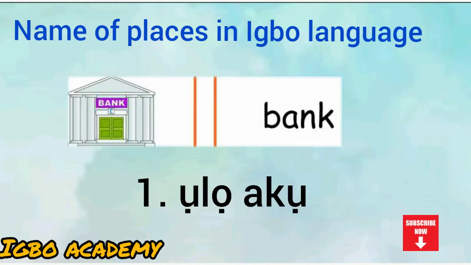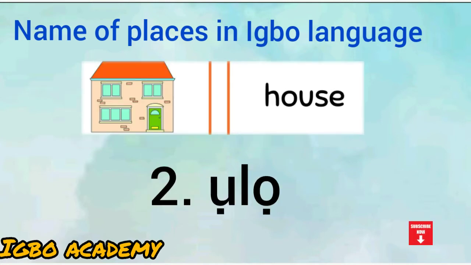Number one is the bank. The bank in Igbo language is called ulaako. Number two is house. House is called ulo.